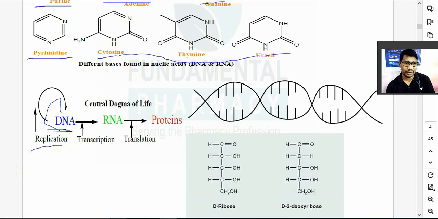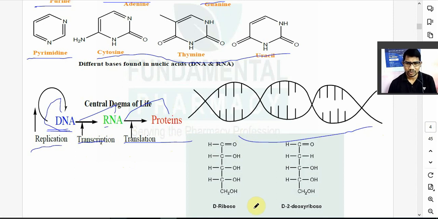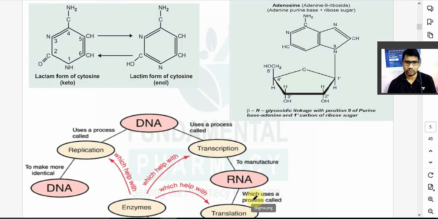Identical copies of DNA are made, and then from DNA, RNA is synthesized. That process is known as transcription. And from RNA, lastly, you are going to get protein. So proteins are synthesized from RNA. That process is known as translation. We have seen the structure of DNA. DNA is a double helix. We have also seen the sugars found in DNA.